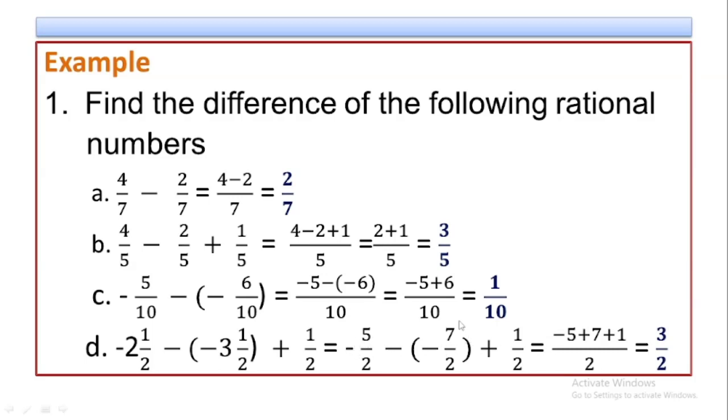Negative 5 minus negative 7 plus 1. Here, negative times negative is plus 7. Negative 5 plus 7 plus 1. Here it is 8. 8 minus 5 is 3. So the answer is 3 over 2. 3 over 2 is an improper fraction. We can change it into a mixed number as 1 and 1 over 2. So this is how to determine the difference of numbers or to answer the given expression based on the rule.